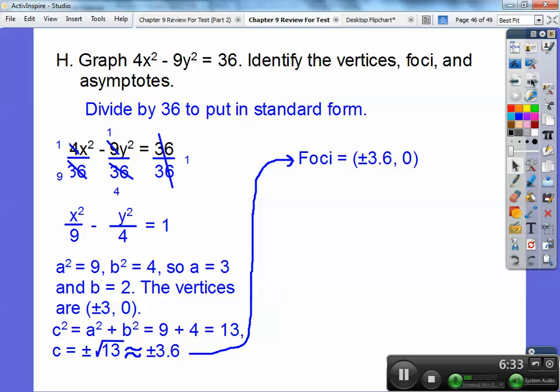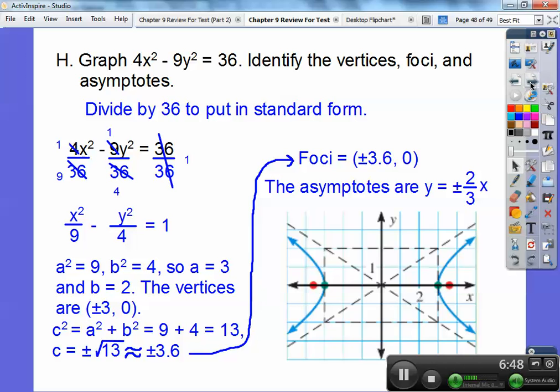It'll be horizontal also. Okay, the asymptotes are always square root underneath the y, so square root 4 over square root underneath the x. It's always what's under y square root, what's under x square root. Okay, kind of like slope formula. Y's always go on top. All right, so there's the graph right there.